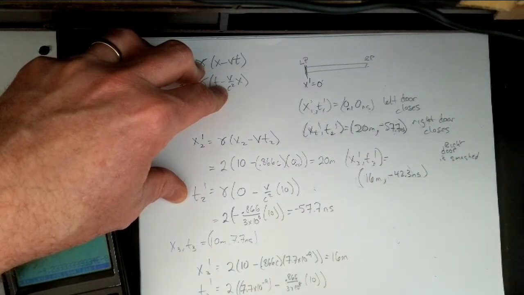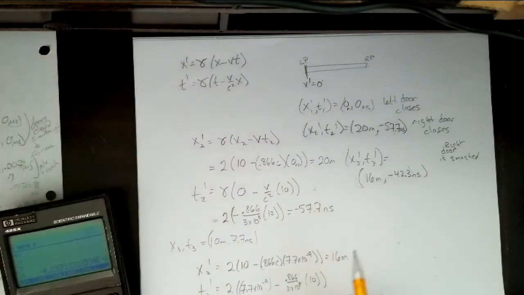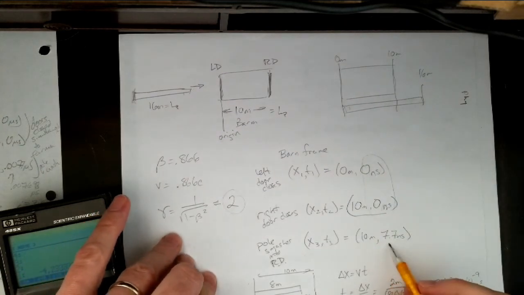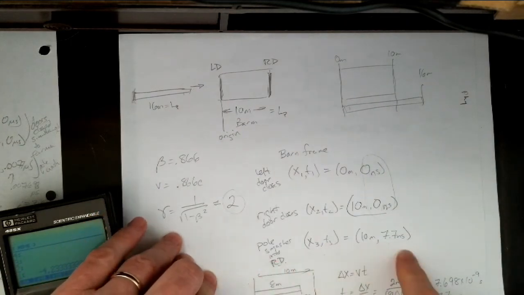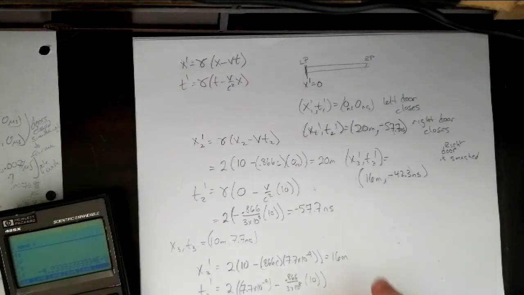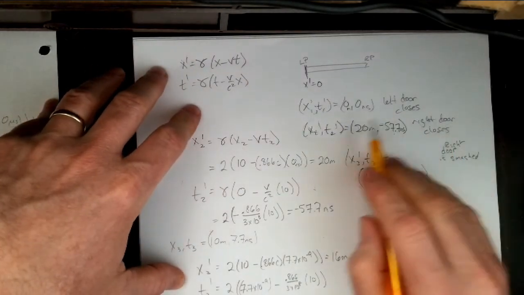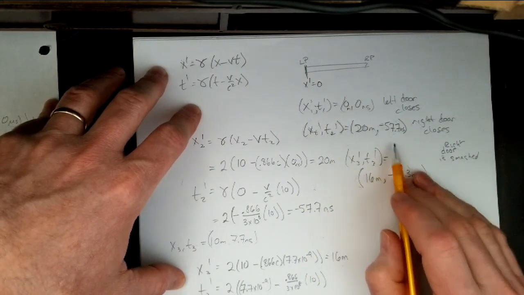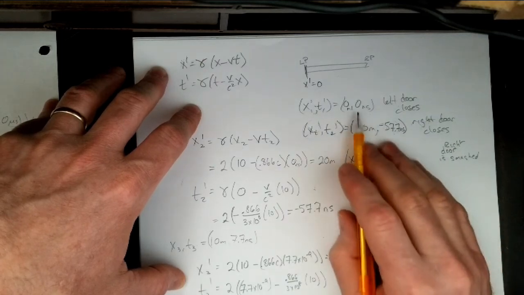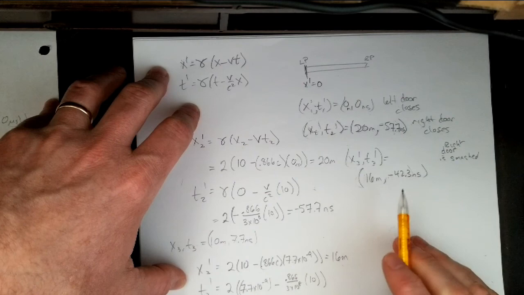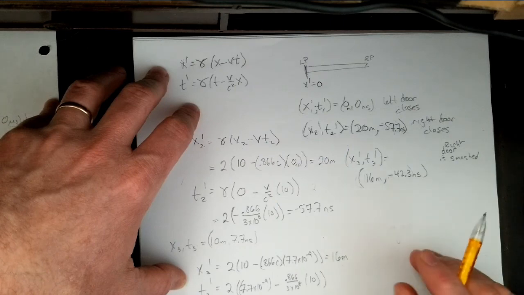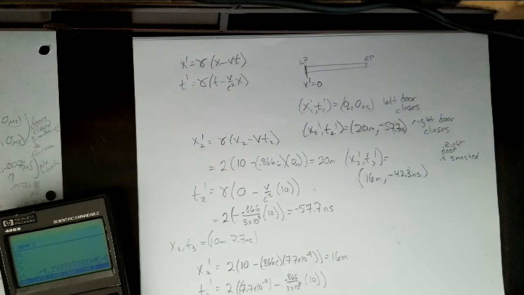So from the barn's point of view, what happens is that the left and right door close at the exact same time, and then 7.7 nanoseconds later, the pole smashes into it. From the pole's point of view, the first thing that happens is that the right door closes, then the pole smashes into the right door, and then the left door closes. So we have two different points of view, and we have two different orders of events. They do not necessarily happen at the same time.